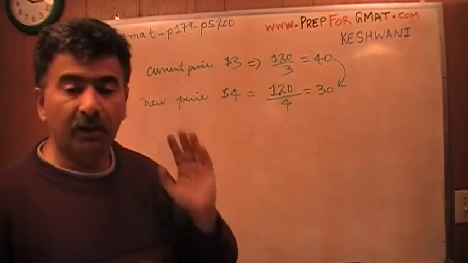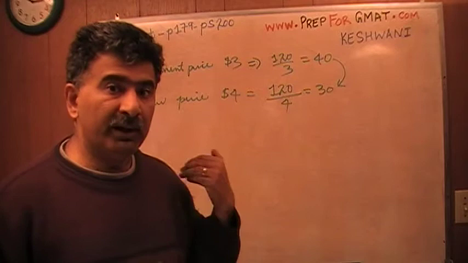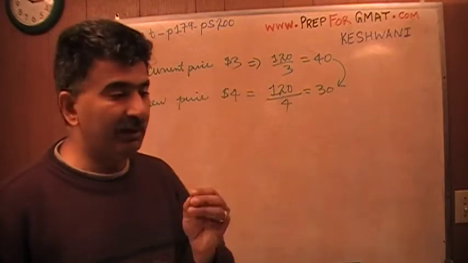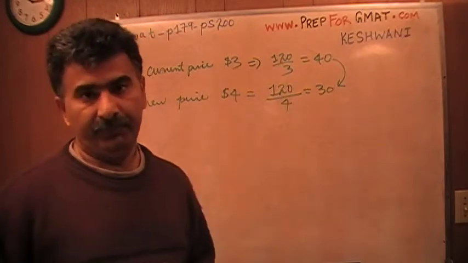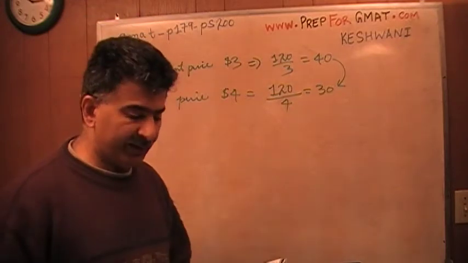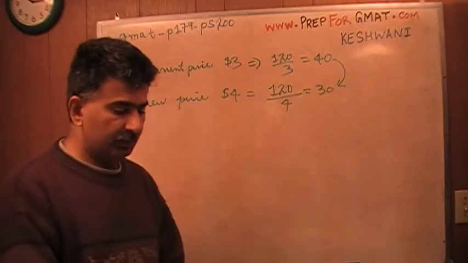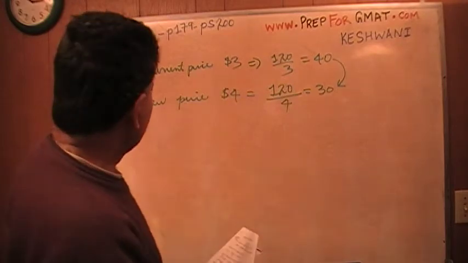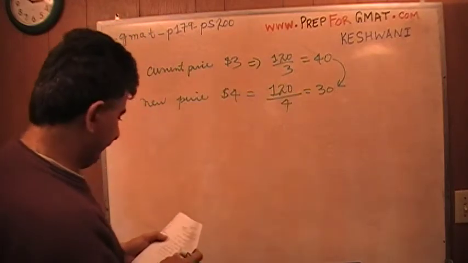I'm done. If I were taking the real exam right now, I would pick answer choice C and move on with my life. I would not do it the proper way. But if you want to see how to do it algebraically, I'm going to quickly set it up and show it to you right here.